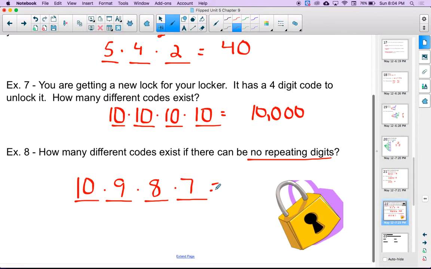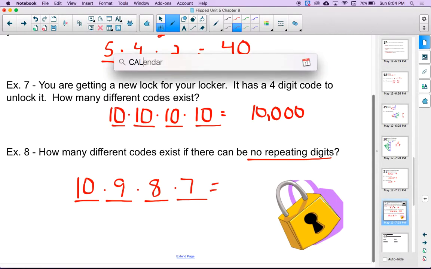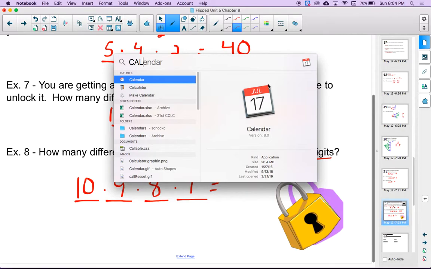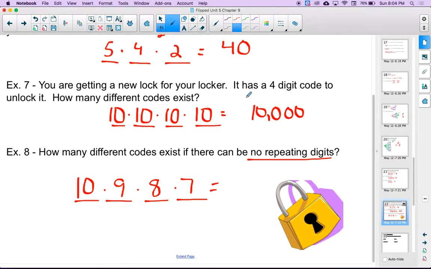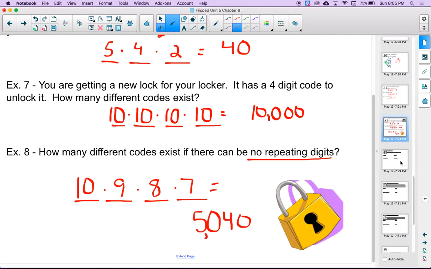If we want to know how many different codes exist, I'll pull up my trusty calculator here. We can do 10 times 9 times 8 times 7, and that is 5,040. 5,040 different codes exist with those restrictions. So that's how we use the fundamental counting principle.